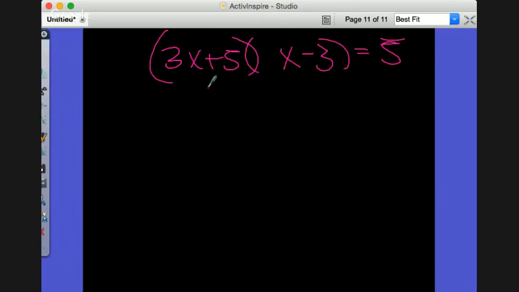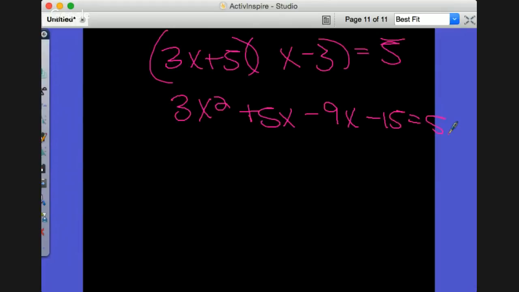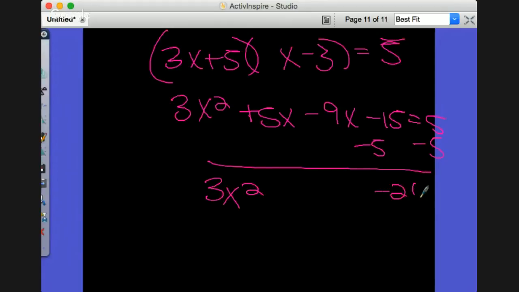So what would I get when I distribute that? Show me what. 3x squared plus 5x, minus 9x minus 15. Perfect. Equals 5, right? Now, what do I need to do with that 5 that's on the right side? Subtract it over. It would be -15 minus 5, which would be -20. Nicely done. What's 5x minus 9x? -4x. Very good. And again, this is equal to 0.